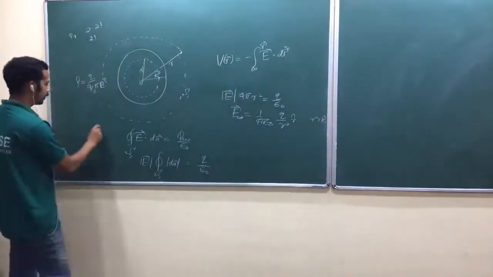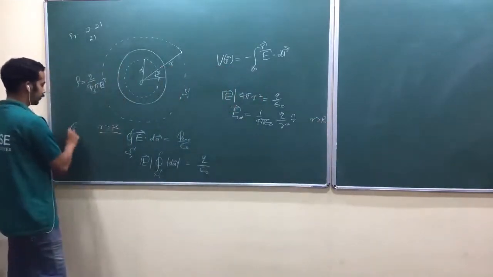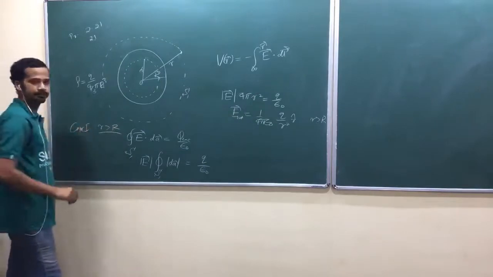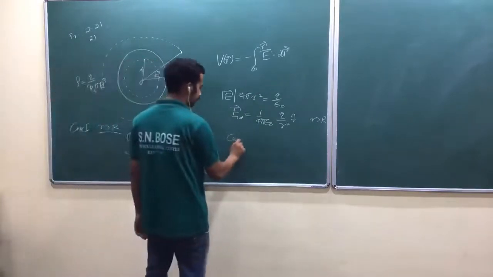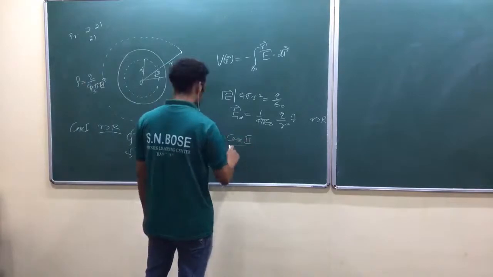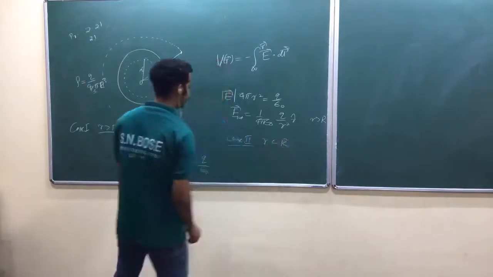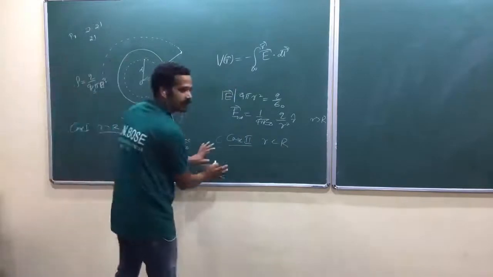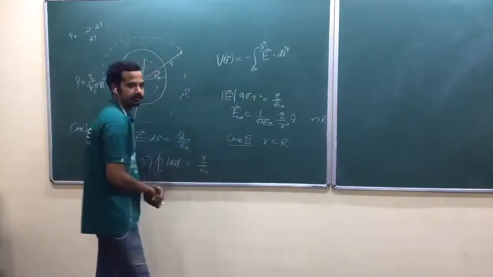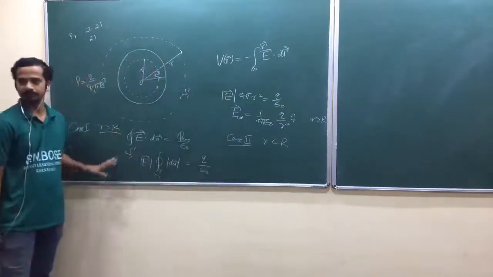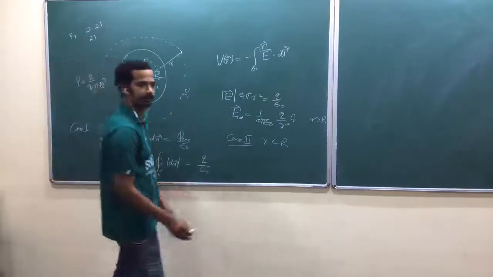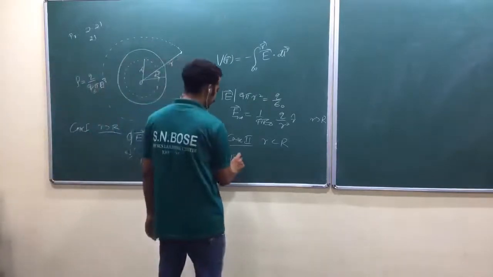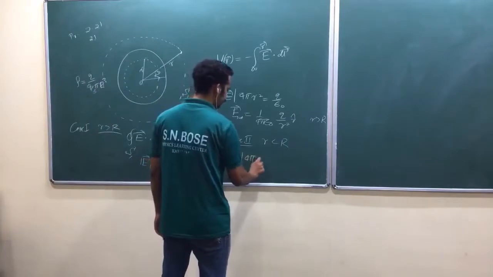Okay, for r greater than capital R, or shall I take it here? r greater than capital R, case 1. Case 2: r less than capital R, I mean inside. Now again, this part is the same. Can I write it directly? This part is the same. So I can write it as modulus of E into 4 pi r square.